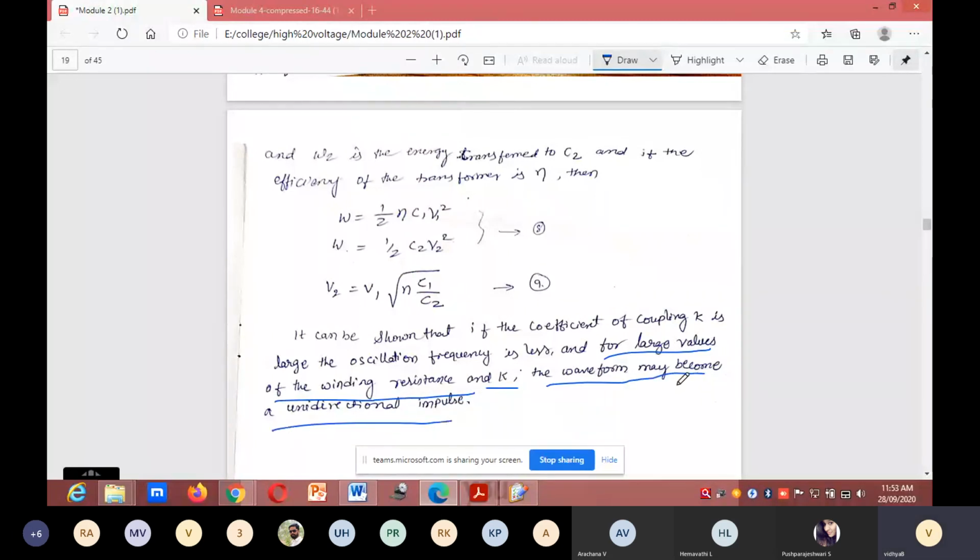Okay, this is the generation of high frequency AC high voltages, that is the Tesla coil.